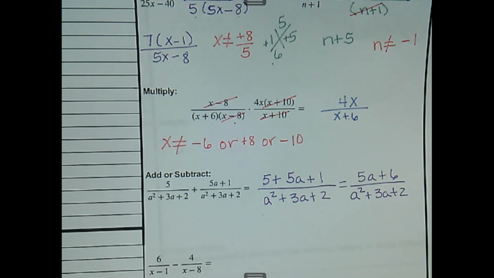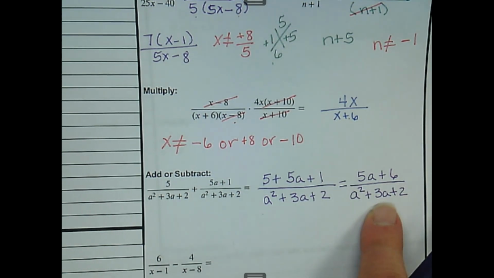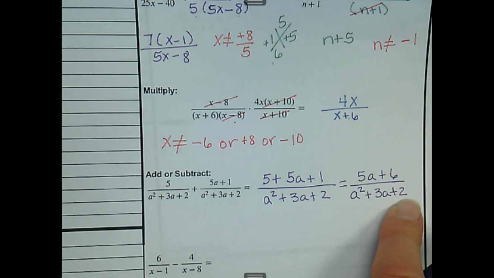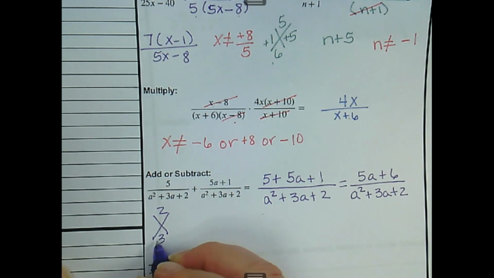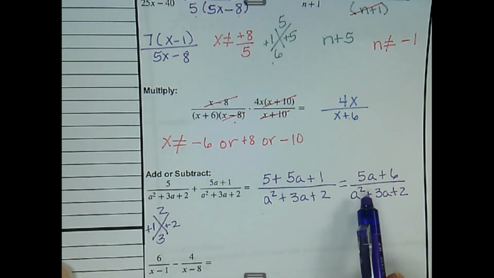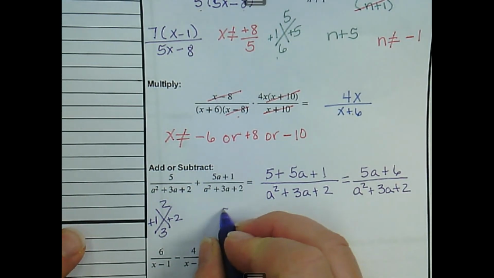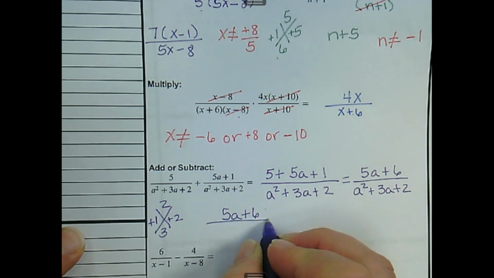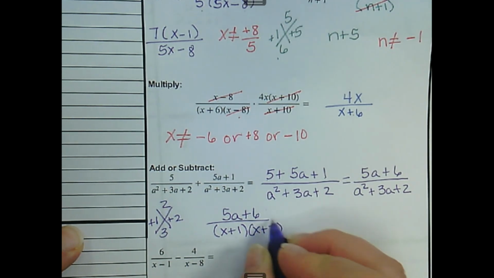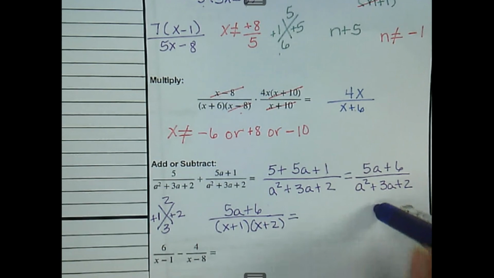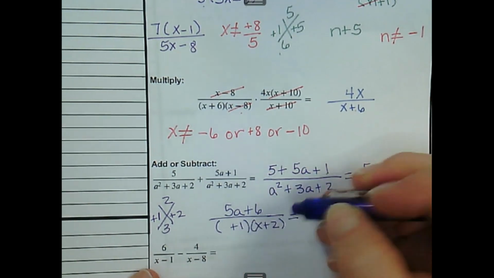Ordinarily, we would not have to factor the bottom, but because we need to know our constraints, we need to factor a squared plus 3a plus 2. So we're looking at factors of 2 that add up to 3. Both are positive. So that's 1 and 2. So as I factor this out, 5a plus 6 over a plus 1 times a plus 2.